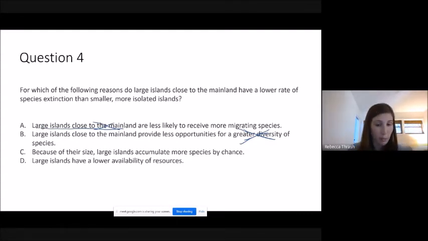Because of their size, large islands accumulate more species by chance. Now that is definitely true, but let's check D. Large islands have a lower availability of resources. Not true, because we know that from the species-area curve. So, because of their size, large islands accumulate more species by chance.